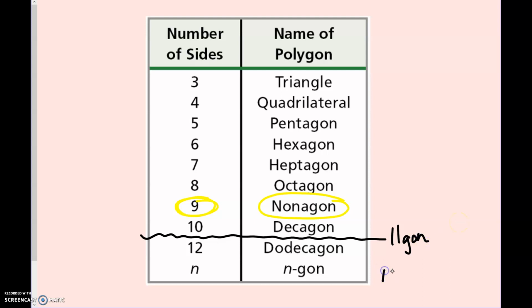If a polygon had 16 sides, we would just call it a 16gon. But if we talk about a 12-sided figure and you call it a 12gon, you would get that marked wrong because a 12gon actually has a name, and it's called a dodecagon.